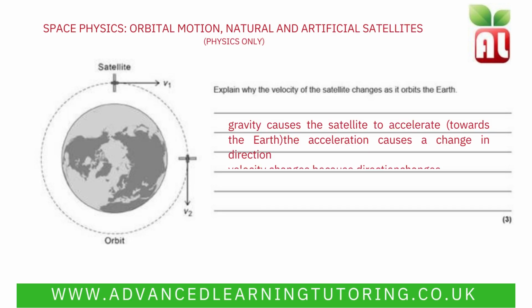To explain why the velocity of a satellite changes as it orbits the Earth, we consider the force of gravity. Gravity causes the satellite to accelerate towards the Earth. The acceleration causes a change in direction. Therefore, velocity changes because direction changes. Note this does not necessarily change the speed, just direction.